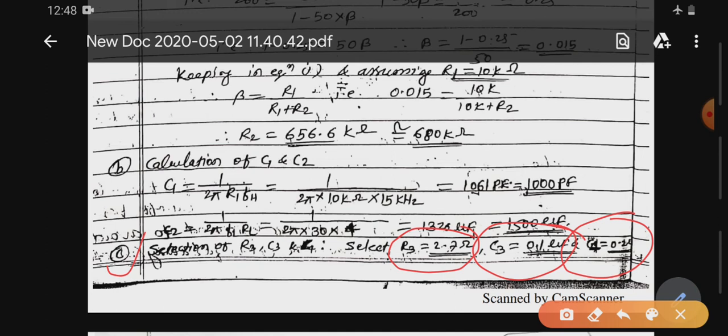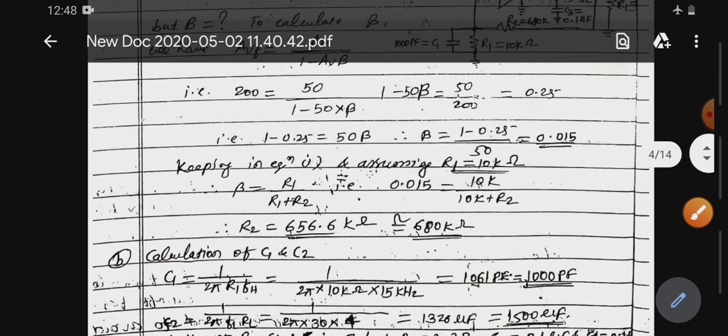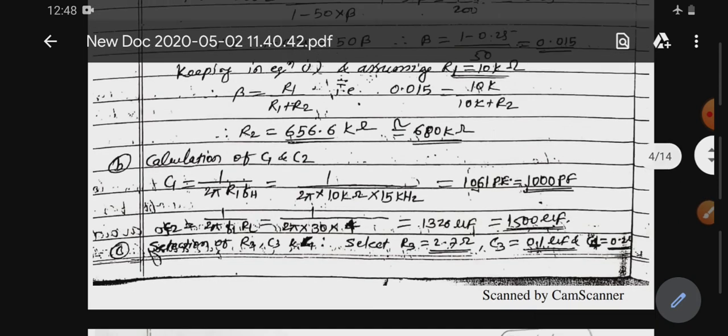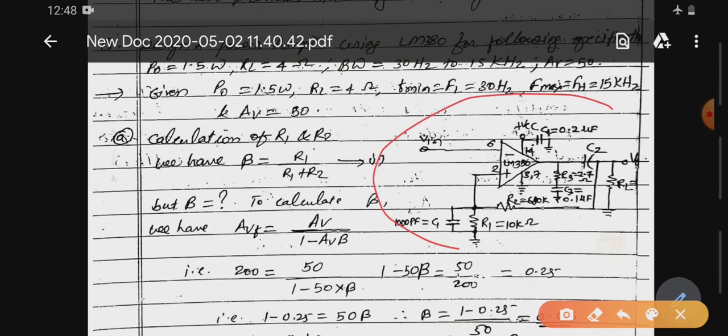Okay, so you have to solve the problem in these steps. Number 1, first of all, what is given? Number 2, calculation of R1 and R2. Number 3, calculation of C1 and C2. Number 4, selection of R3, C3 and C4. And number 5, draw the circuit diagram with all component values.